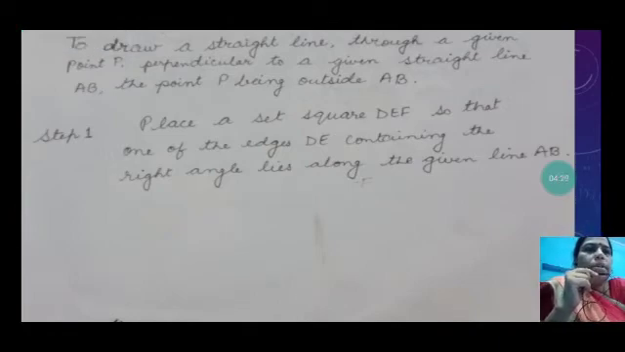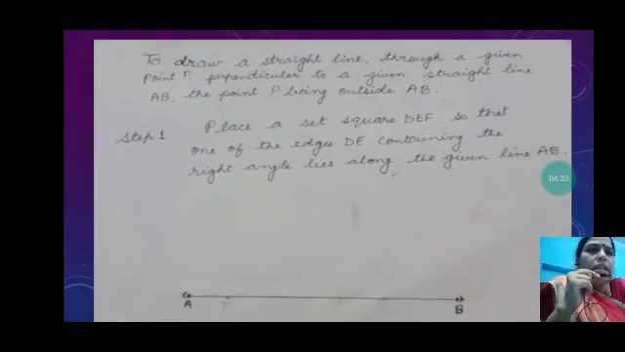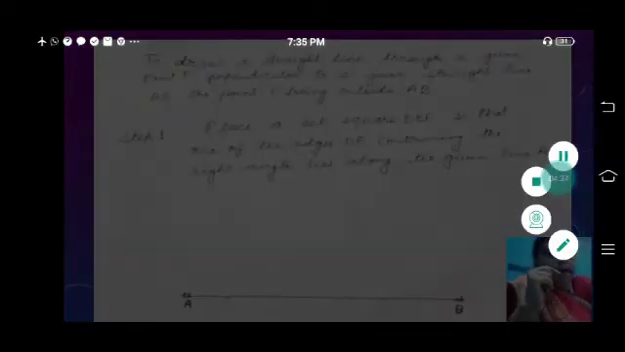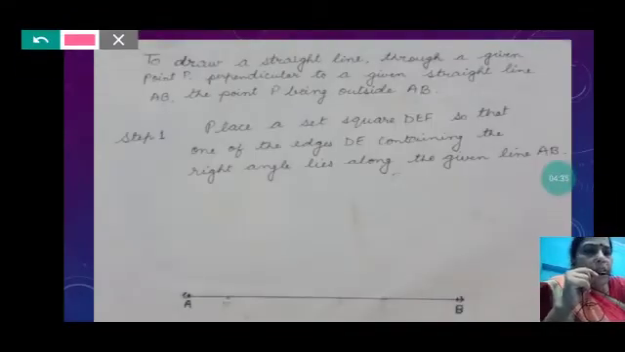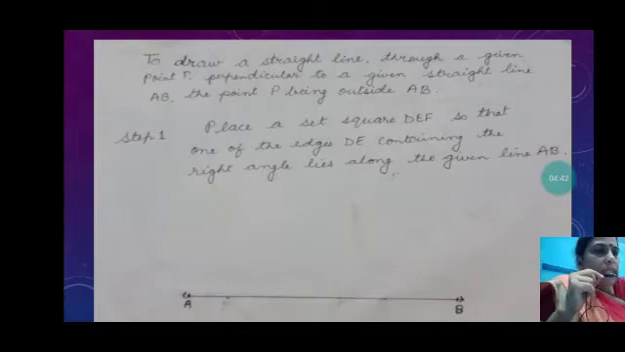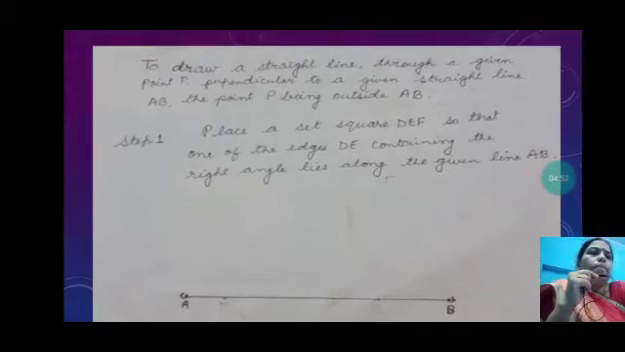The steps: place a set square DEF so that one of the edges DE, containing the right angle, lies along the given line AB. This is the given line AB. Now you have to put a set square, which you will find in your instrument box. Next we are going to see how to do it.